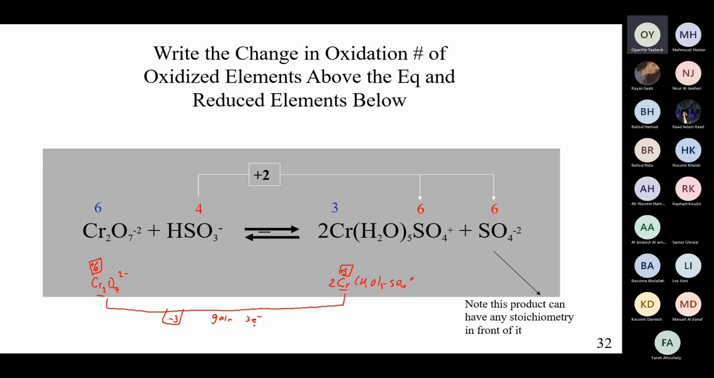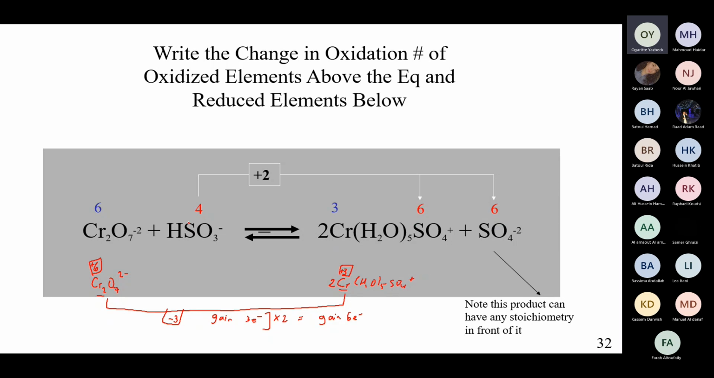But what's the total number of electrons gained? Because I have 2 chromium atoms in total, I have how many? 2. I must multiply this by 2. So we must gain 6 electrons for this reaction to proceed. Clear? Yes. Great. Okay.